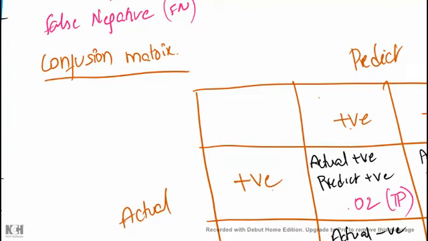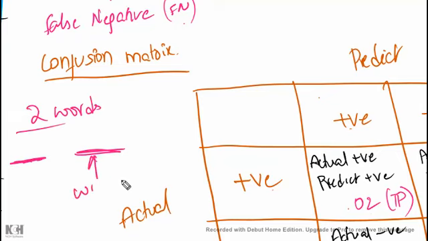Okay, guys. So true positive. Let us understand what is true positive. Here two words are there. First one is positive and second one is true. For your easy understanding, I'm saying two words. The second word is what you have predicted.